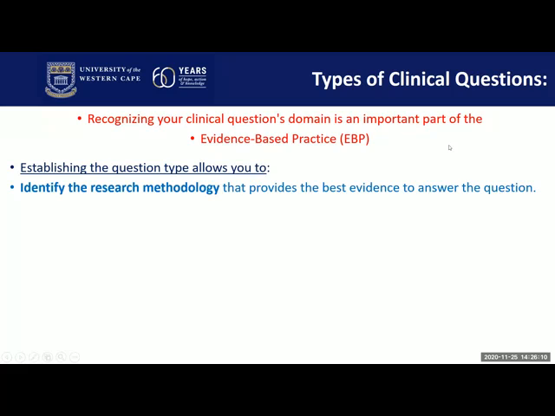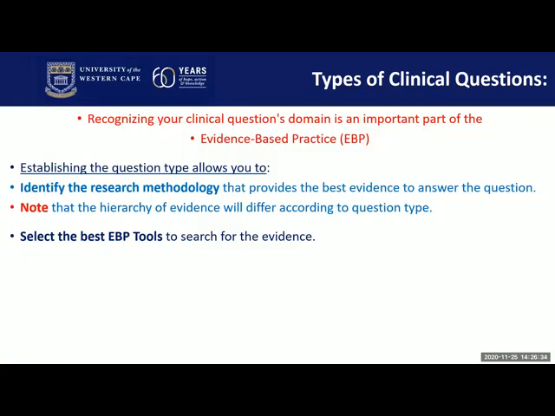It allows you to identify the research methodology that provides the best evidence to answer the question. Establishing a question, you also need to note the hierarchy of evidence that will differ according to the question type. And I saw in your schedule that somebody will speak about the hierarchy of evidence.